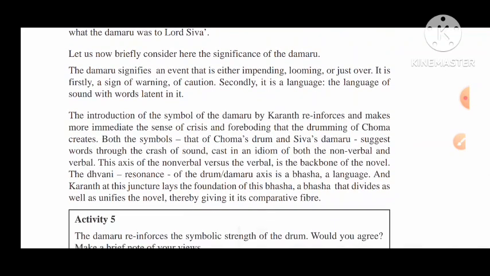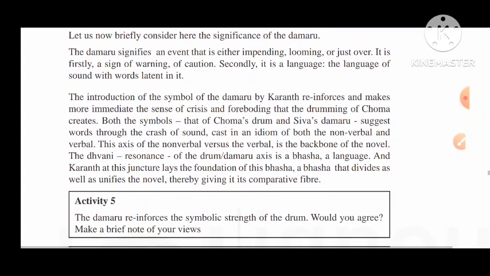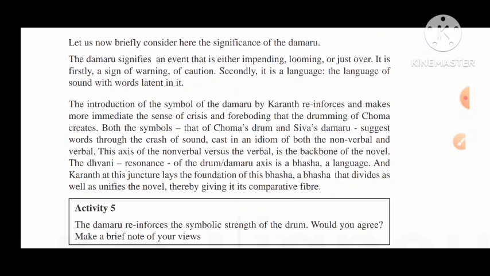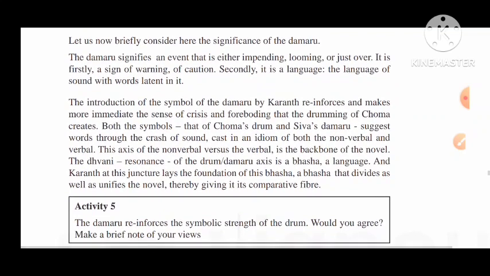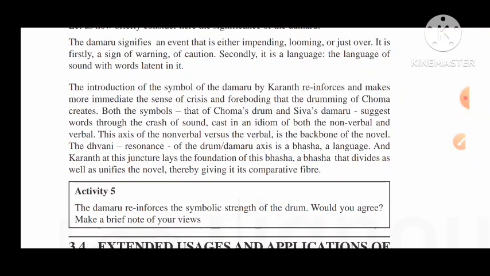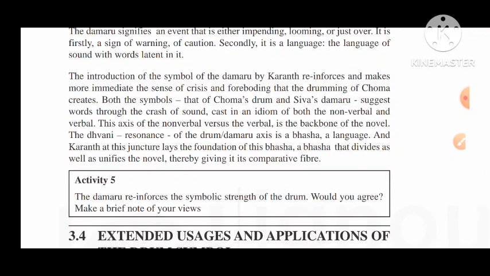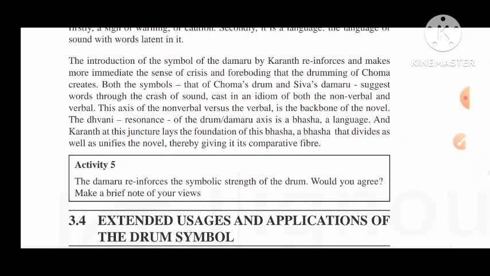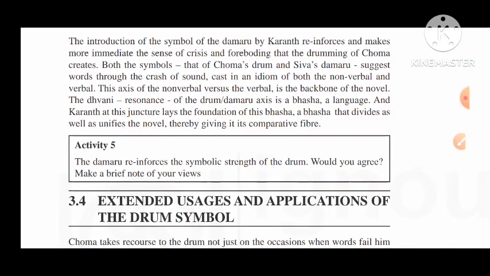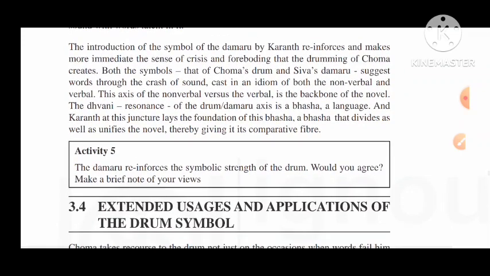Let us now briefly consider the significance of the damaru. The damaru signifies an event that is either impending, looming, or just over. It is firstly a sign of warning, of caution. Secondly, it is a language, the language of sound, with words latent in it. The introduction of the symbol of the damaru by Karnad reinforces and makes more immediate the sense of crisis and foreboding that the drumming of Choma creates.